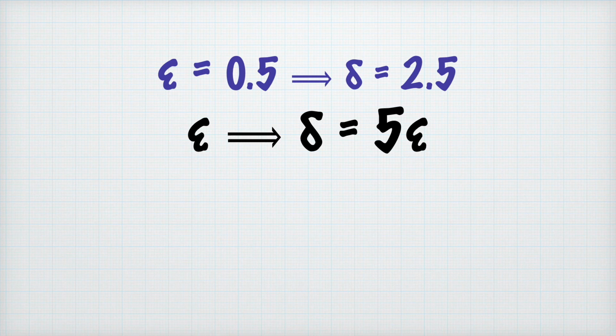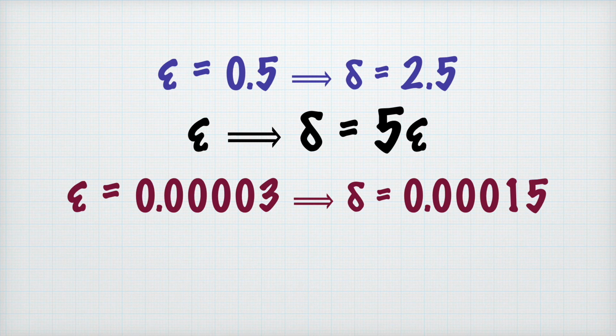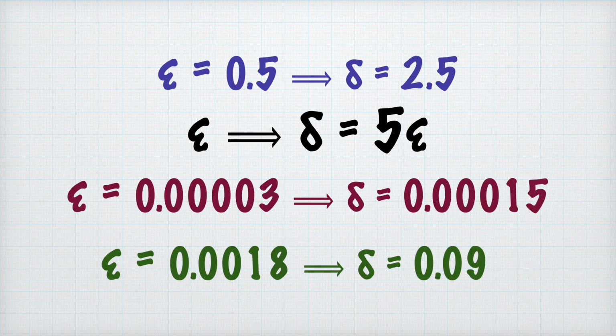What this means is, if someone would say, here's an epsilon, 0.00003, then I would say, okay, there's a delta, and it's 5 times 0.00003. So the delta is 0.00015. Or if I give you an epsilon, 0.0018, then the delta for this would be 5 times that, or 0.09. So we have that whatever epsilon you give me, the number that is 5 times it also exists, and so that can be our delta.